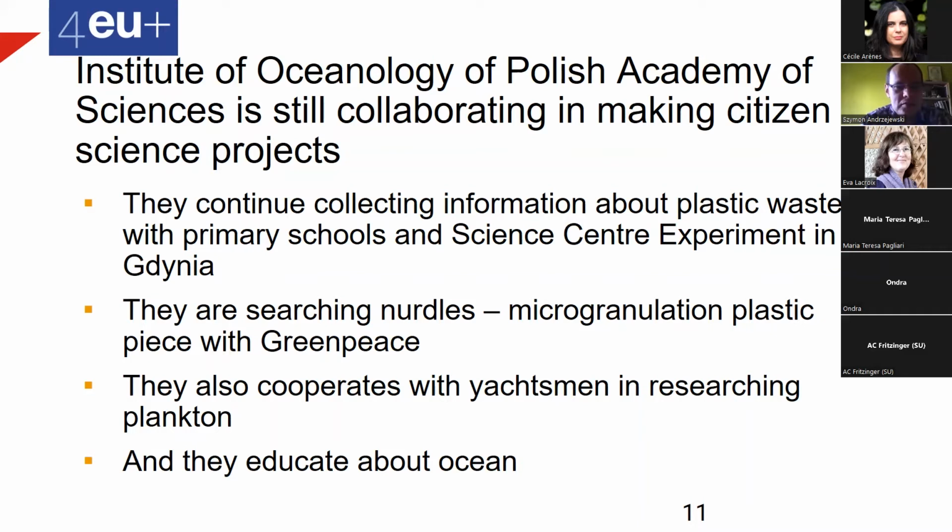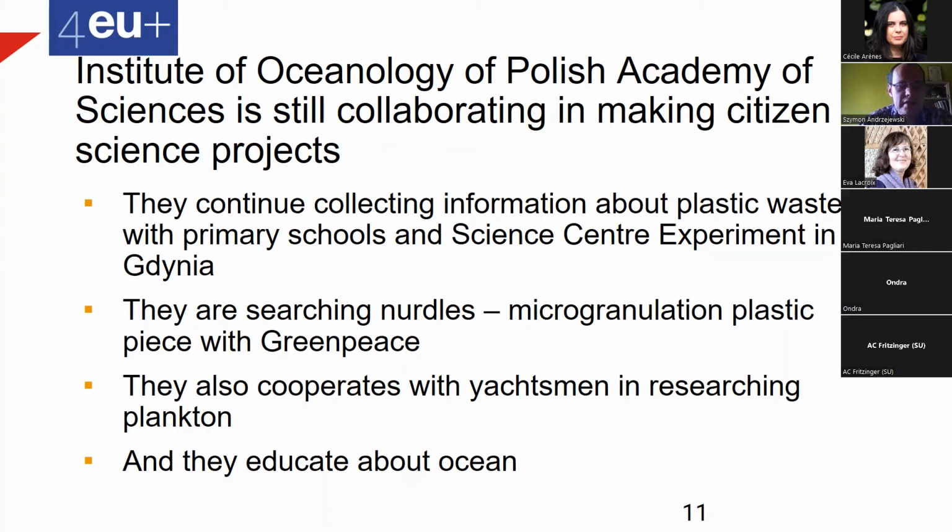Nurdles is not a new name of a species of some kind of mammal. It's just a problem of plastic that is in our sea or in our ocean. It's not always in the form of bottles as we've seen. It is mostly in the form of small plastic pieces, nurdles, that are very dangerous for marine species like fishes and others, because they suffer from these nurdles that get into the organism and they simply die. It's a great problem in the whole ocean. And of course, they also cooperate with yachtsmen in researching plankton. And of course, they educate about the ocean.